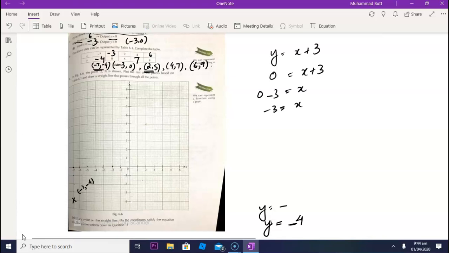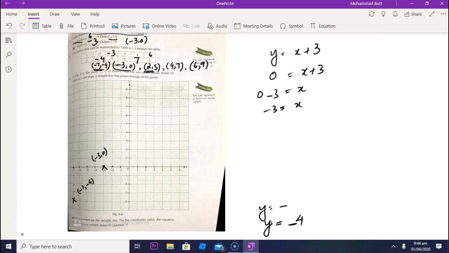The second one is minus 3, 0. Again, the value of x is negative. It means 3 units to the left: minus 1, minus 2, minus 3, and the value of y is 0. So it should be on the axis, because we will not move upward, we will not move downward, because the value of y is 0. Minus 3 and 0. Next is 2, 5: 2 units to the right and 5 units up.